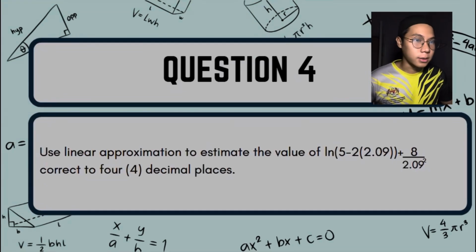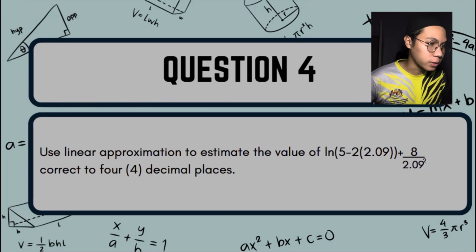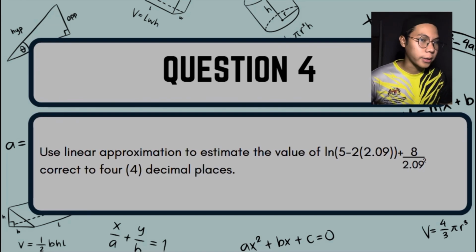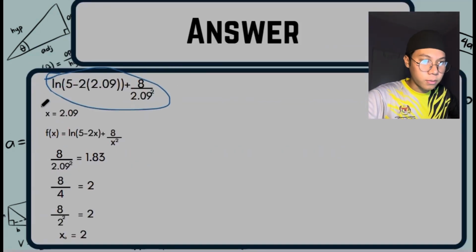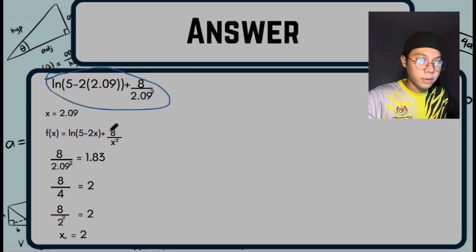Okay, so now let's answer question 4. Question 4. Use linear approximation to estimate the value of ln(5 minus 2 times 2.09) plus 8 over 2.09 squared. Correct to 4 decimal places. Alright, from this expression, we can conclude that x is equal to 2.09. So the function will be f(x) equal to ln(5 minus 2x) plus 8 over x squared.